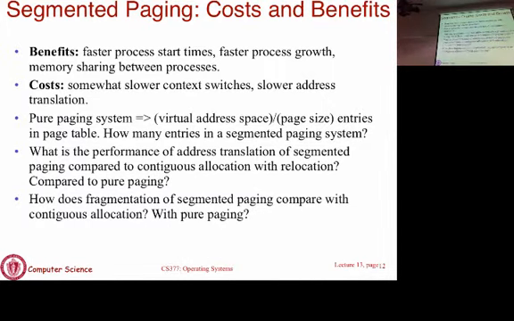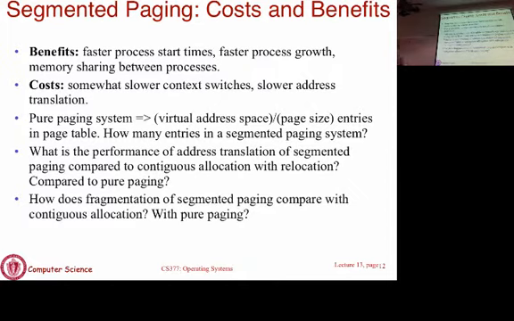Processes can grow and shrink. In this case, let's say the heap can grow and shrink independently of other segments, or the stack can grow and shrink. The code segment typically doesn't grow. You just load the code and it's set. So you can accommodate growing and shrinking processes. There is no external fragmentation, and so on.